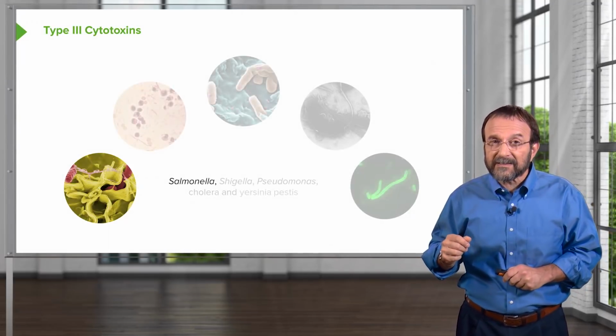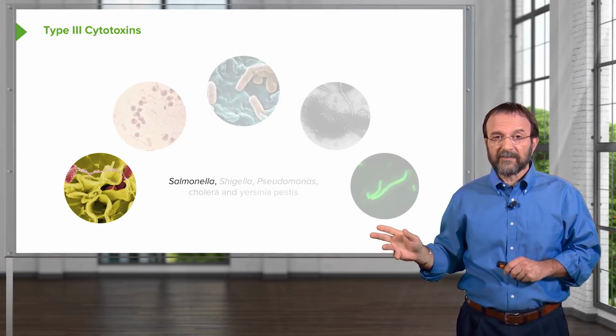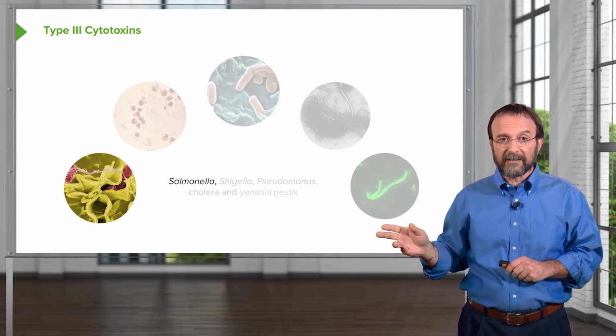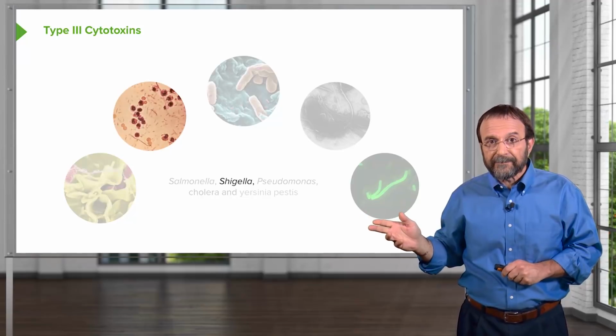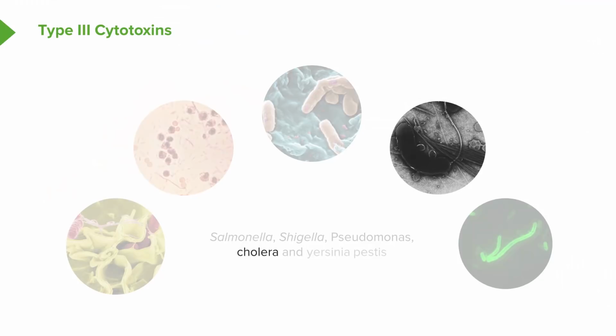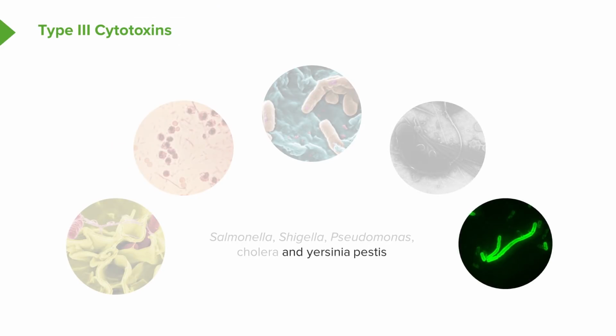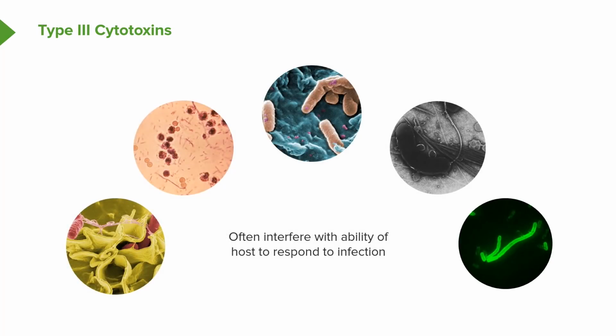Type 3 cytotoxins are found in a wide range of bacteria. For example, Salmonella, Shigella, Pseudomonas, cholera, and the plague bacilli all produce type 3 toxins of various sorts, and we'll mention a few of these and how they work in a few moments.